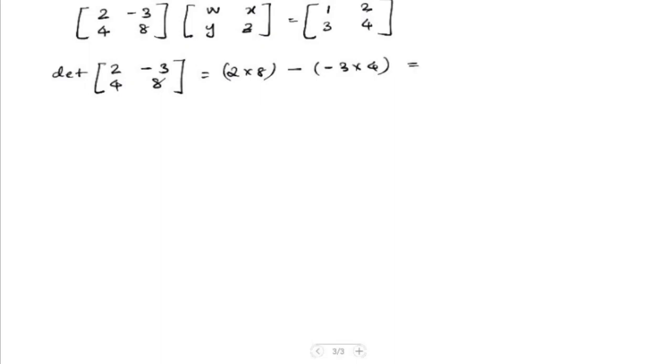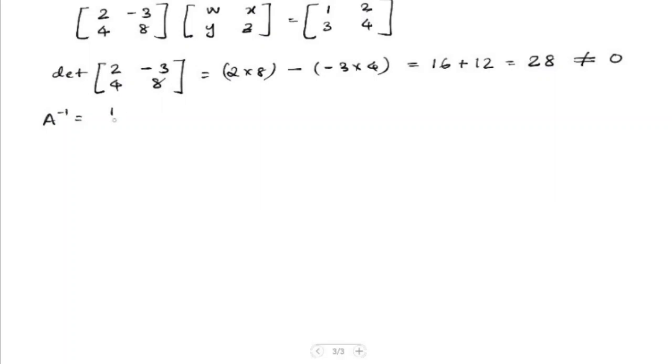And then here, the determinant is 16 minus, or minus into minus is plus, so we have 16 plus 12, which is equal to 28. And since this is not equal to 0, this matrix has an inverse. So let us find the inverse of this matrix. What would be the inverse of this matrix here?